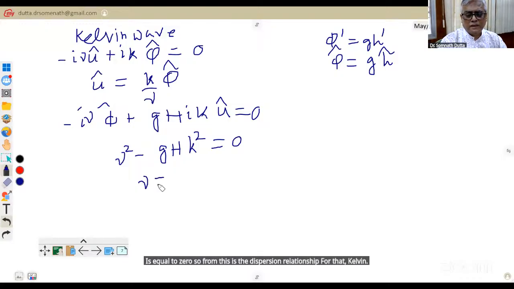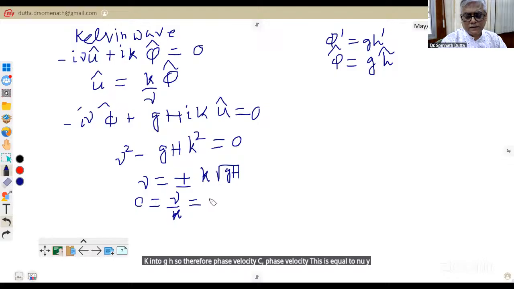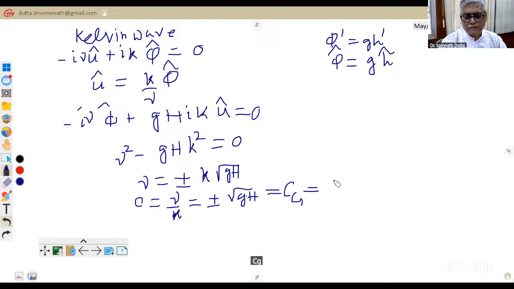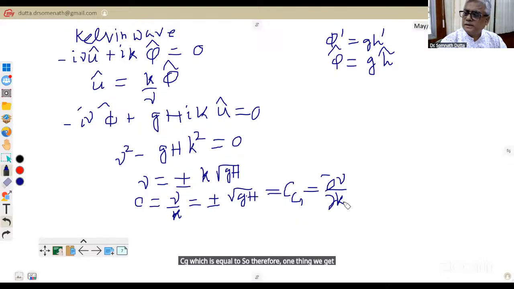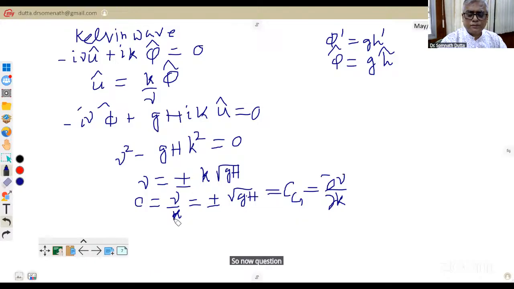Accordingly we'll get nu is equal to plus minus k into root gh. Therefore phase velocity c is equal to nu by k, which is plus minus under root gh, and of course this is equal to the group velocity also, that is cg, which is equal to del nu by del k. So one thing we get is that the Kelvin wave is a non-dispersive wave. So now the question is, both plus and minus are there.